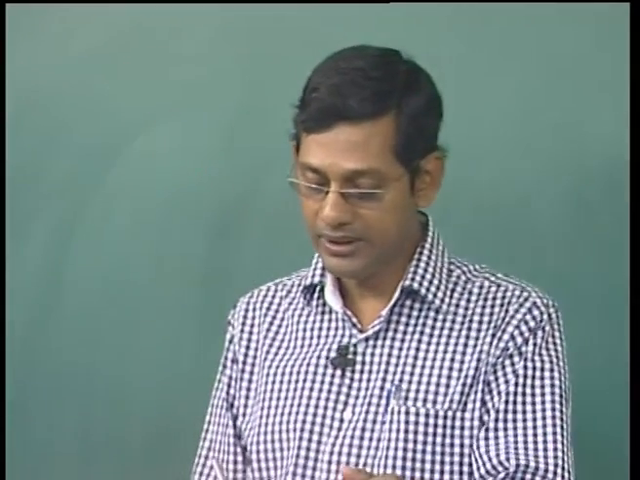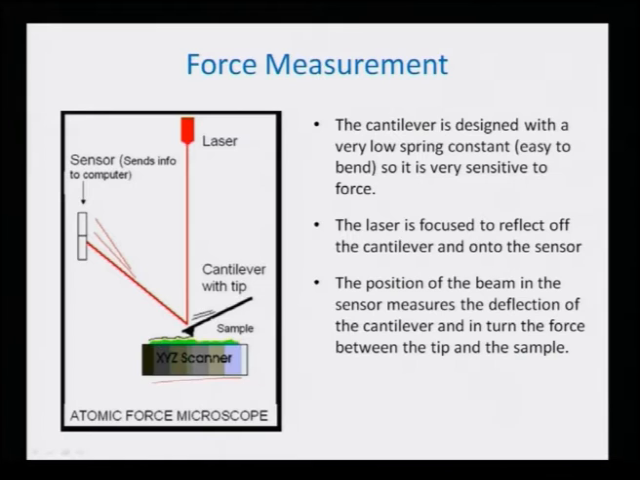How are the forces measured? Well, this obviously is a very important aspect. Suppose this is the XYZ scanner and this is the sample, which means the sample scans while the tip does not move. As the tip goes down the sample surface, okay, this is the tip trajectory, the forces acting on the tip will be varying.